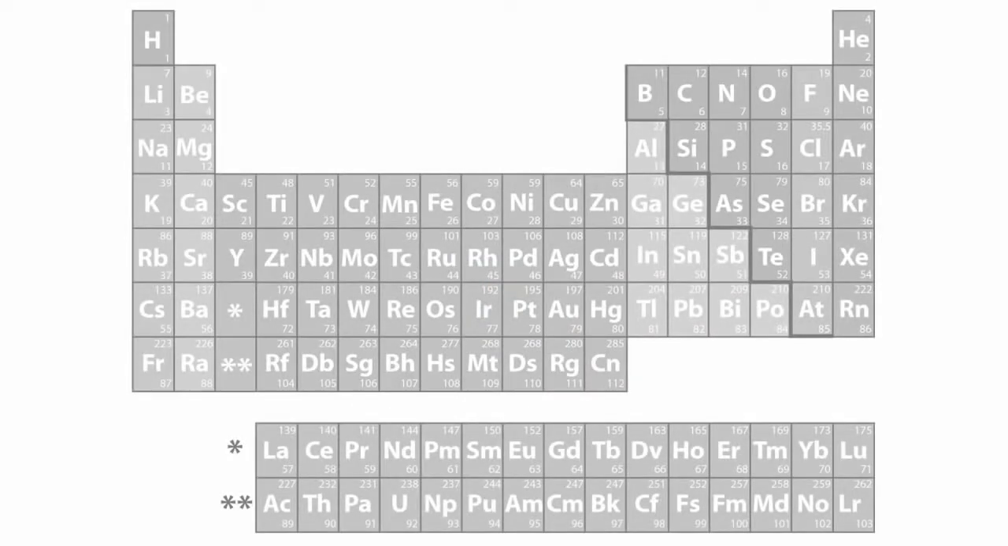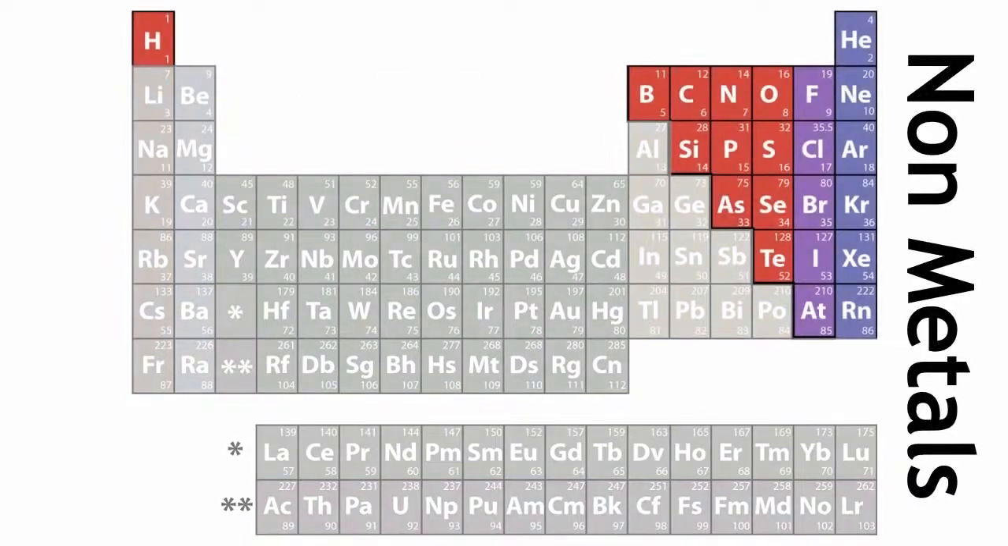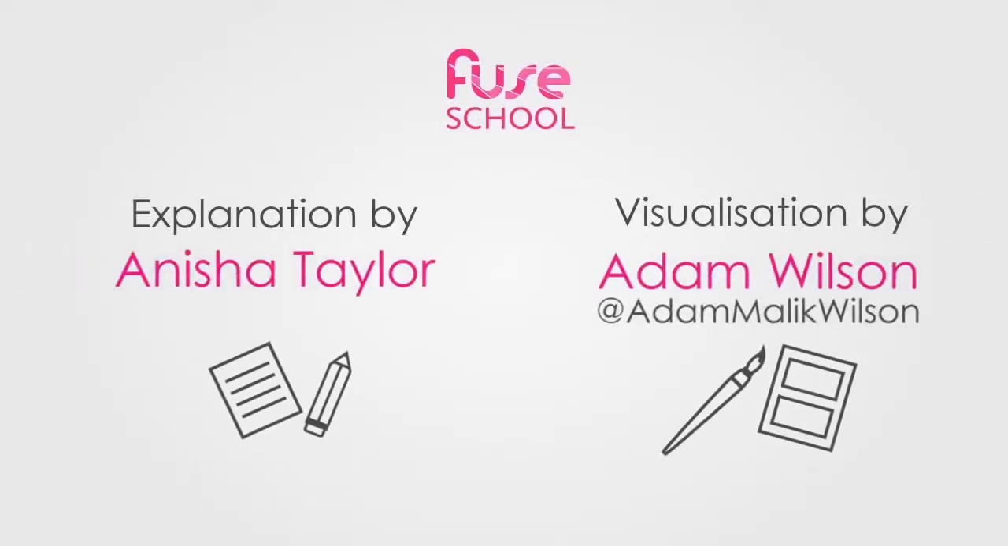In the most basic form, the periodic table can be split into metals and non-metals, with the metals dominating most of the left-hand side of the table and the non-metals on the right. There are subcategories within these which we will learn about throughout the course.